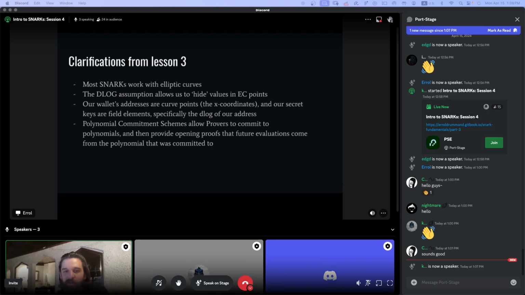Then we spent a fair bit of time on polynomial commitment schemes, discussing how they allow us to take a polynomial, commit to it, and then evaluate that point. The system allows us to prove that these equations came from the same polynomial we committed to. That's very important in how our proof systems work. It's also one of the modular components of proof systems, in that the polynomial commitment scheme can be swapped out for different systems.